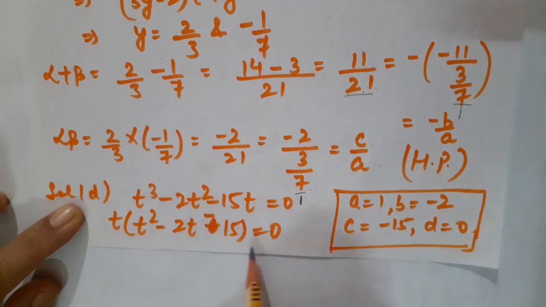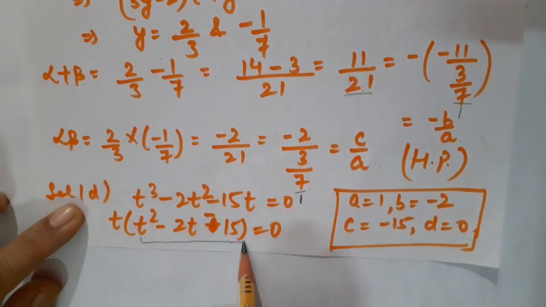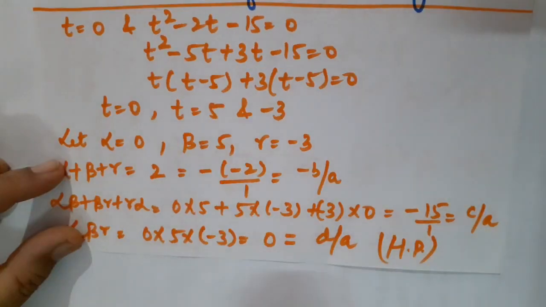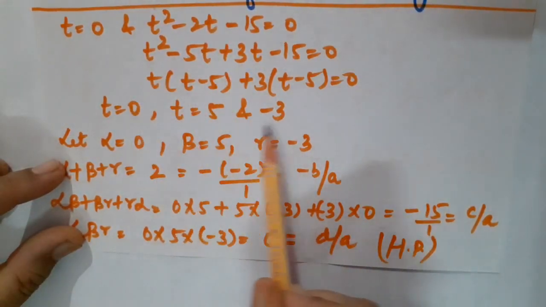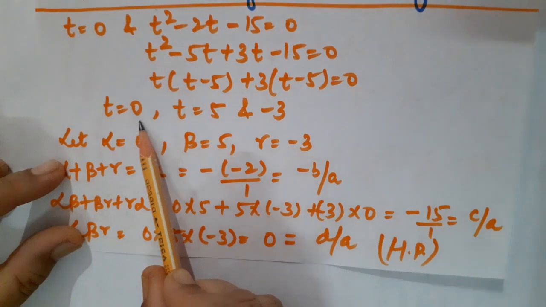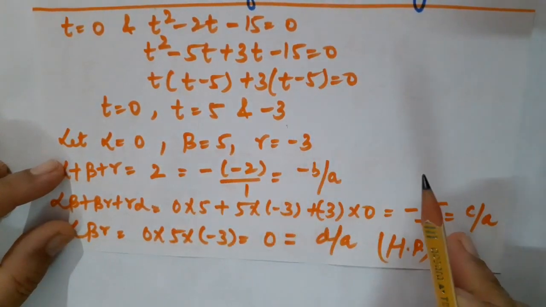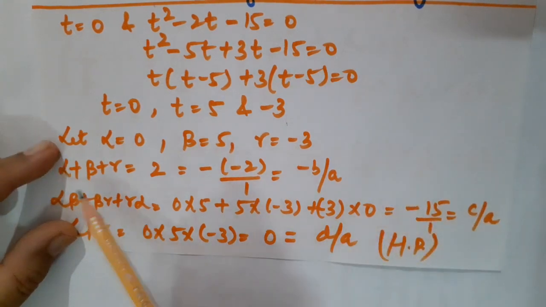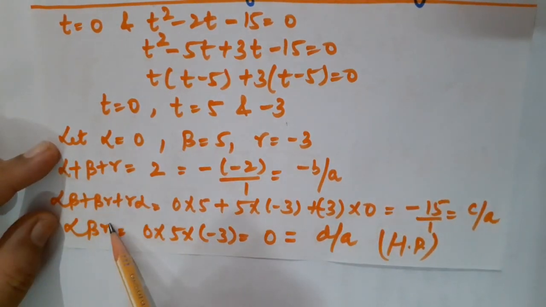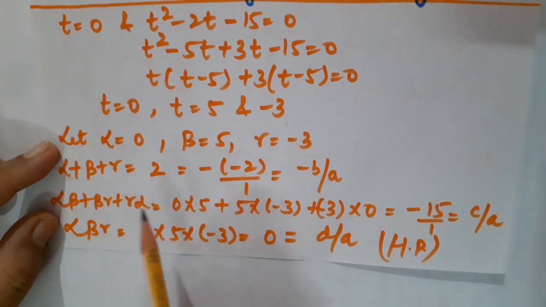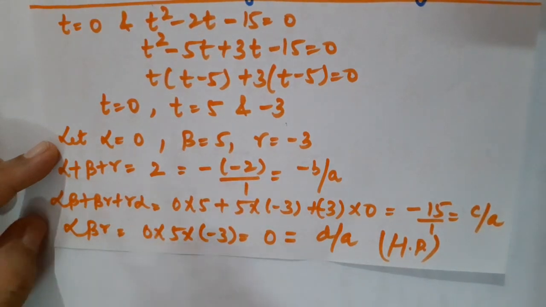Now children, next polynomial is cubic polynomial. You will have to take t common, and after that you will have to factorize this quadratic polynomial. So children, you can see that after factorizing I have got t is equal to 0, t is equal to 5, and t is equal to minus 3. As we are going to deal with the cubic polynomial, we will have to calculate three things to come to know the relation between the coefficient of the polynomial and the zeros of the polynomial.